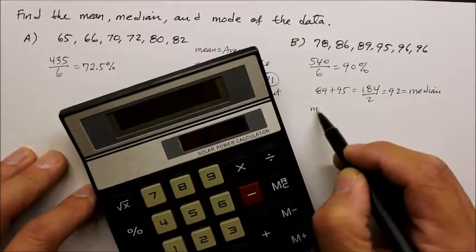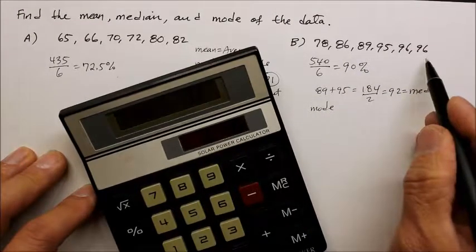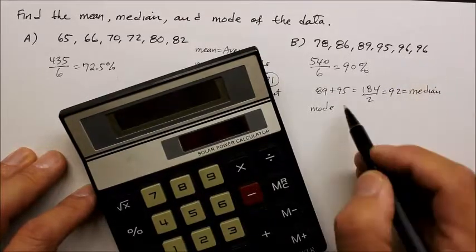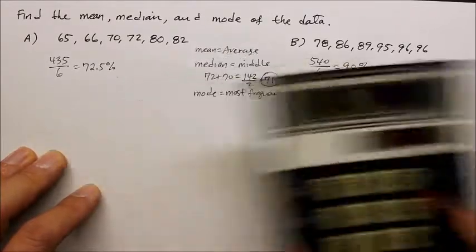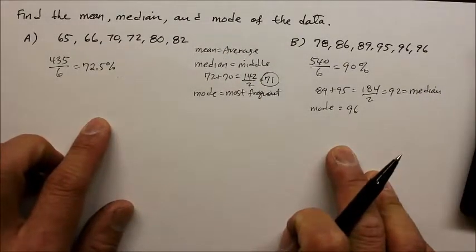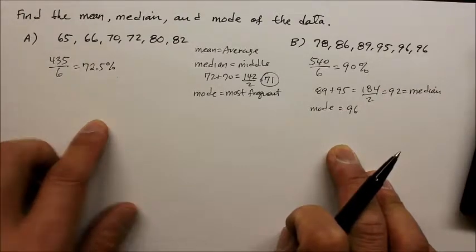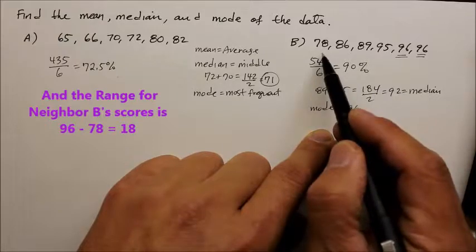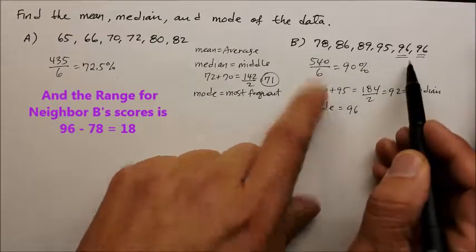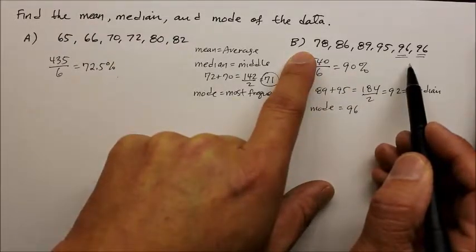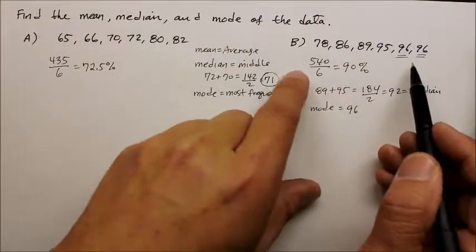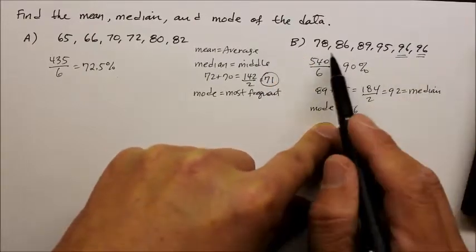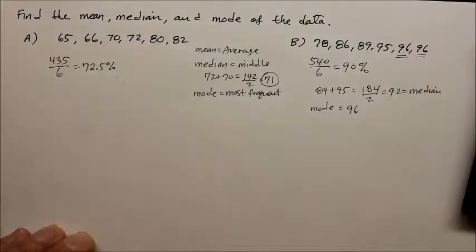And what is the mode for this set of data? Well, it seems like 96 is the most frequent that comes up. So the mode is 96. That's all there is to it. Some kids ask me, what if there's two 96s, and let's say there were two 78s? Then we call that bimodal. There are 2 modes. So we would state it as 78 and 96 are the modes for this set of data. There's your mean, median, and mode.